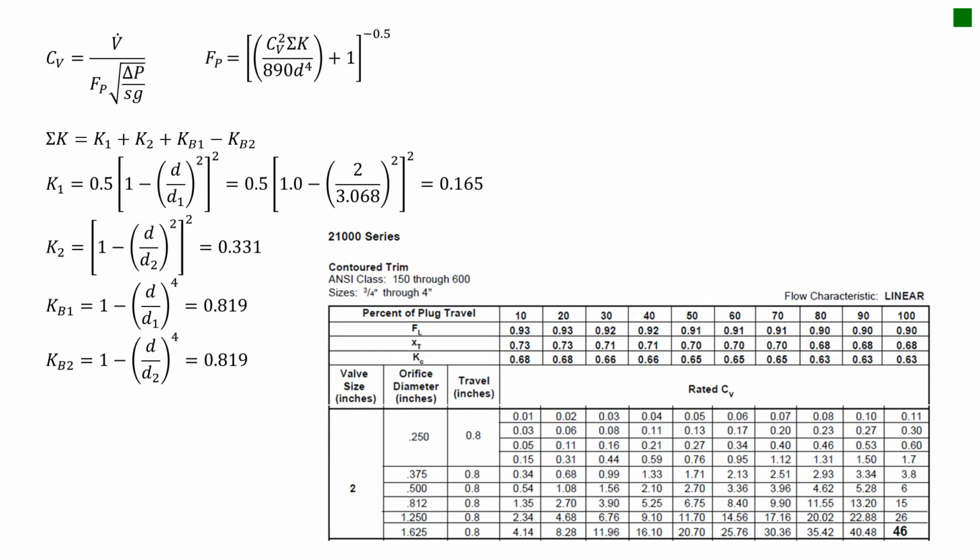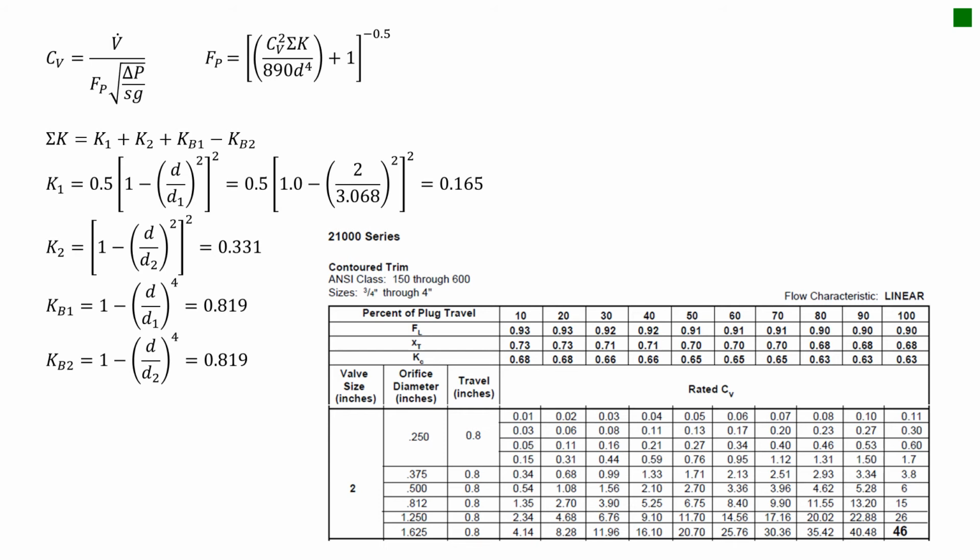Let's look at that piping geometry factor F sub P. It's a function of the valve coefficient squared times the sum K when we're dealing with inlet and outlet reducers. We have to determine the piping geometry factor. And it's also a function of the throat diameter in the valve, which is called D. Now, we don't know CV yet, so we can't calculate FP, and we can't calculate FP unless we know CV.